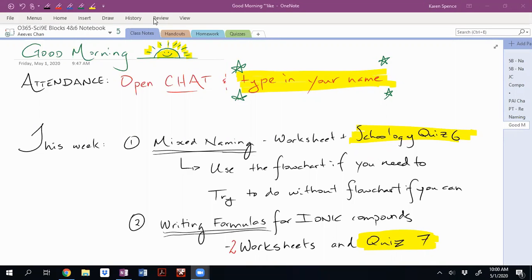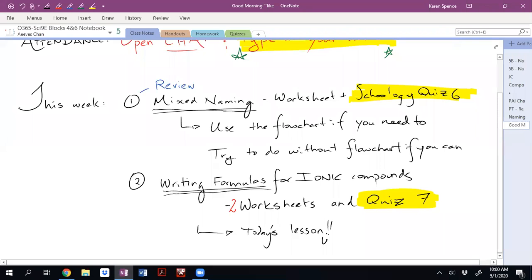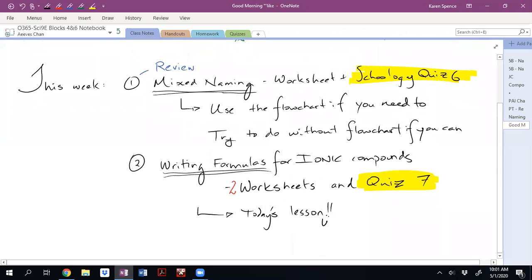So this week we have 2 things that we're doing. One of them is review. The first one is review of all the different types of naming that you have done up till this point. There is a worksheet with that, and there is also Schoology quiz number 6. And you are going to be using a flow chart, which I will show you in a moment, if you need to. But if you can try to do it without the flow chart, that would be great. But don't stress if you need to use the flow chart, it's okay. All right, so let's take a little look at that flow chart that I'm talking about.